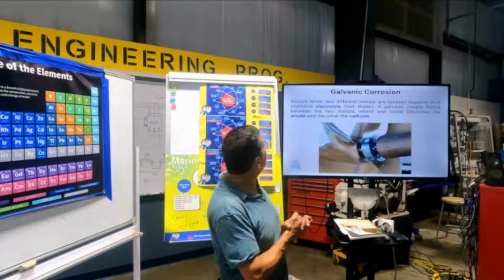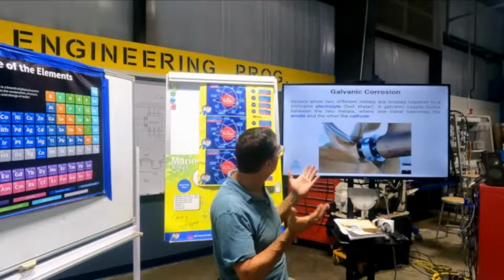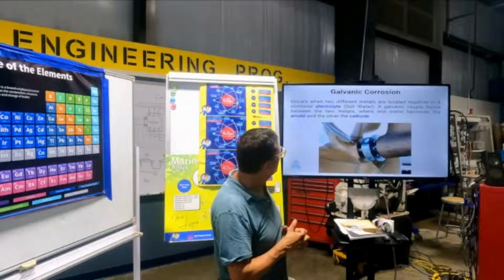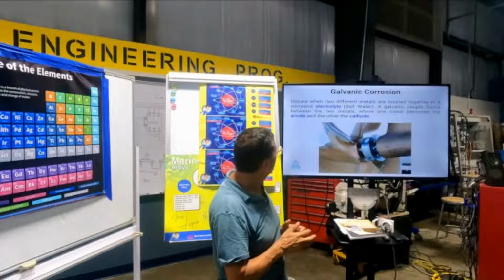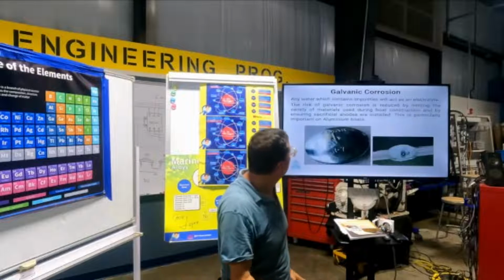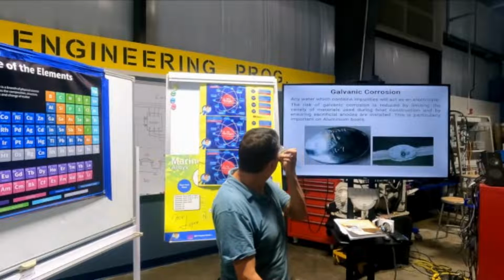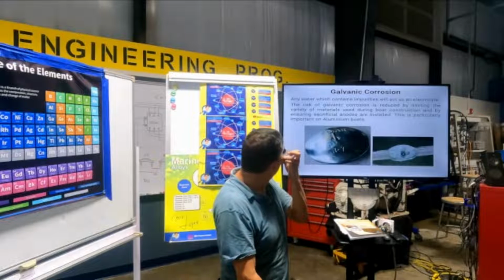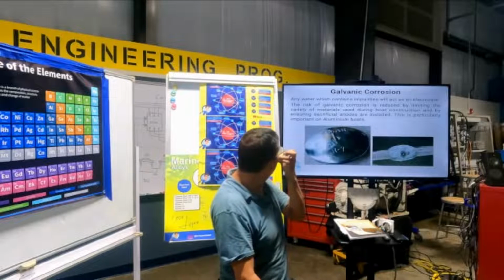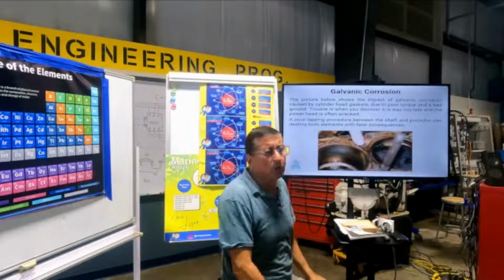Okay, galvanic corrosion occurs when two different metals are located together in a corrosive electrolyte. A galvanic couple forms between the two metals, where one metal becomes the anode and the other becomes the cathode. Yeah, this is galvanic corrosion. It's clear until this point. Any water which contains impurities will act as an electrolyte. The risk of galvanic corrosion is reduced by limiting the variety of materials used during boat construction and by ensuring sacrificial anodes are installed. This is particularly important on aluminum boats, and in metallic boats.